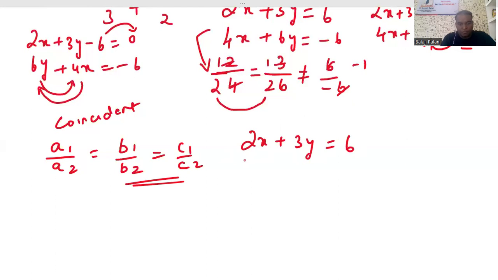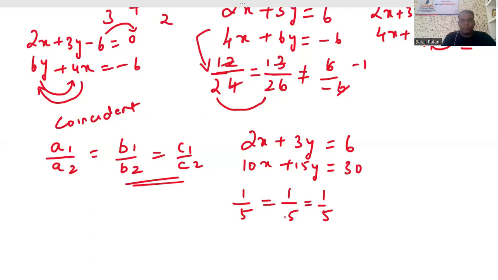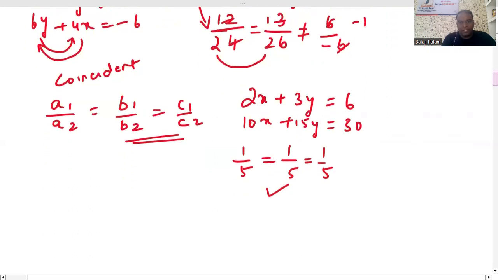For example, 10x plus 15y is equal to 30. Now you see the ratios here: 2 by 10, 3 by 15, 6 by 30. All the ratios are equal, therefore they are one over the other, or they have infinitely many solutions.